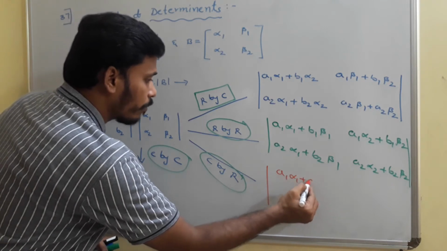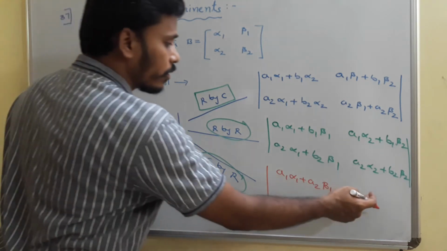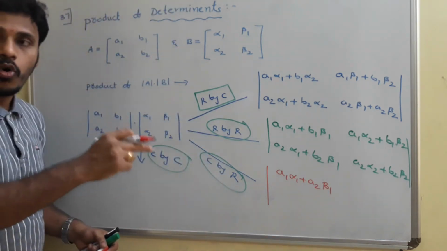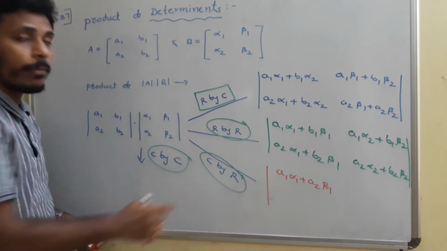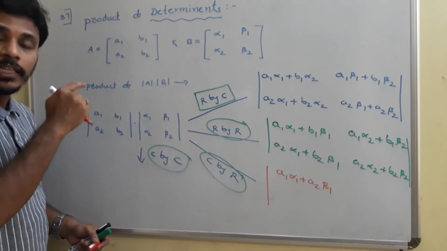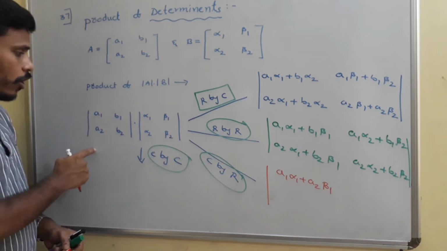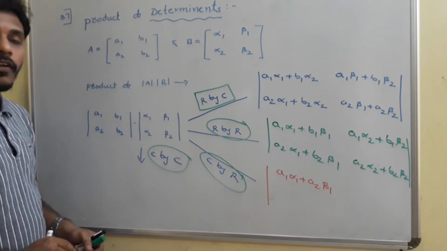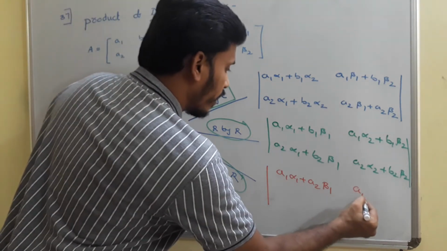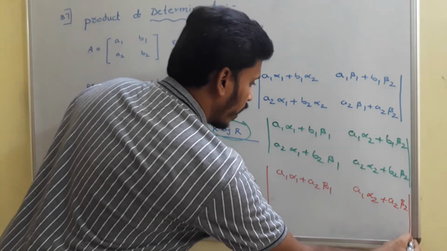A1 alpha 1 plus A2 beta 1. And what is its position? Its position is first row, second column, 1, 2. And we are doing column by row wise, okay? 1 in the first matrix, 2 in the second matrix. So first column, second row, okay? First column is A1, A2. Second row is alpha 2, beta 2.